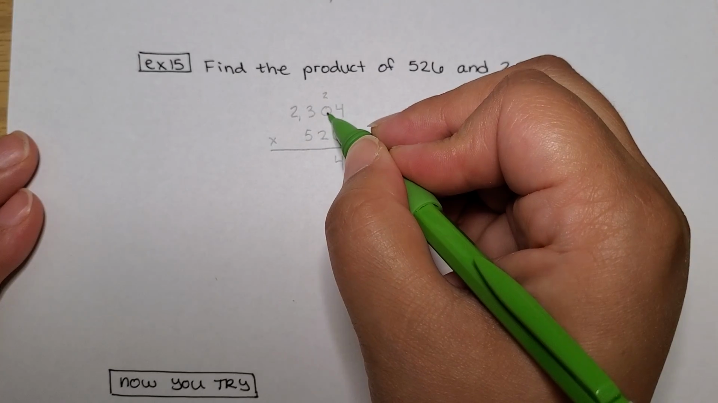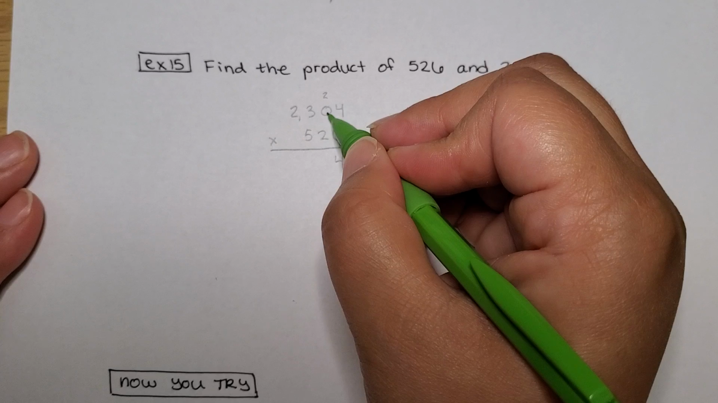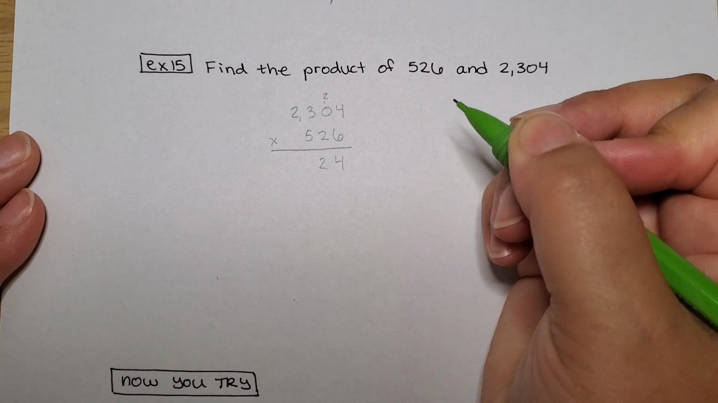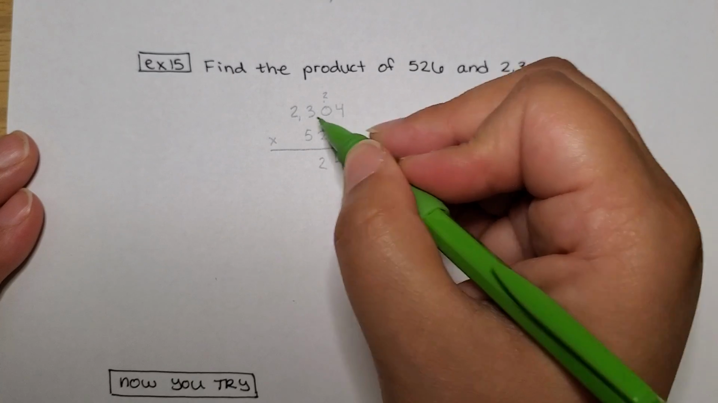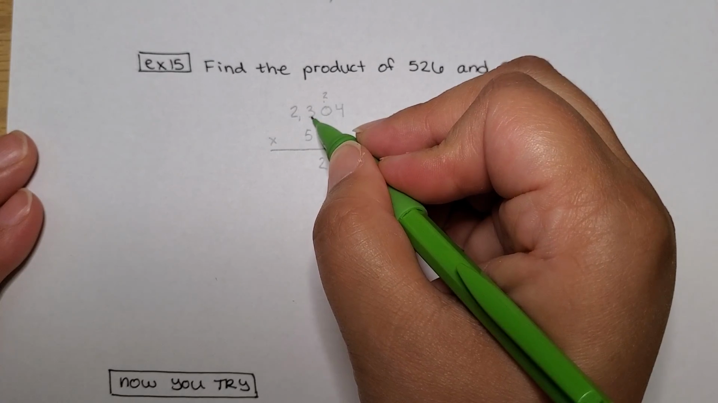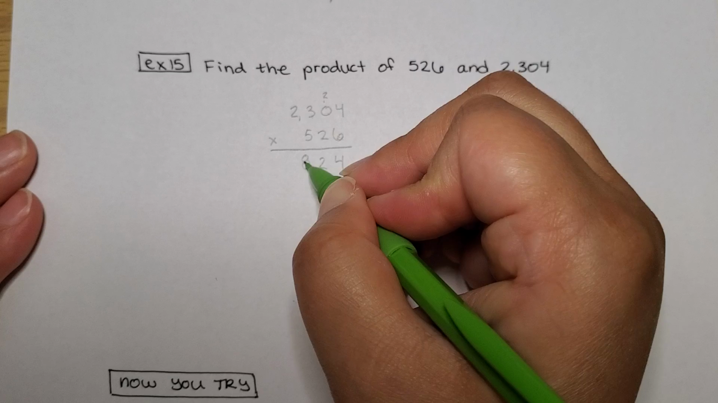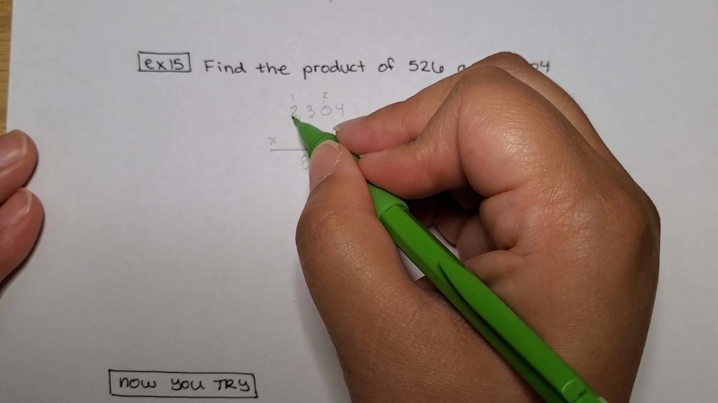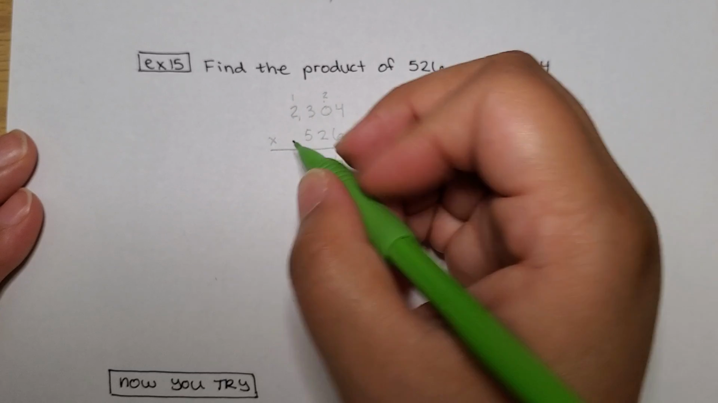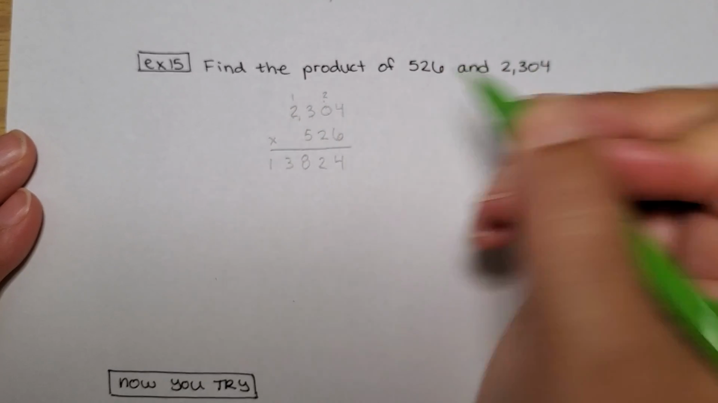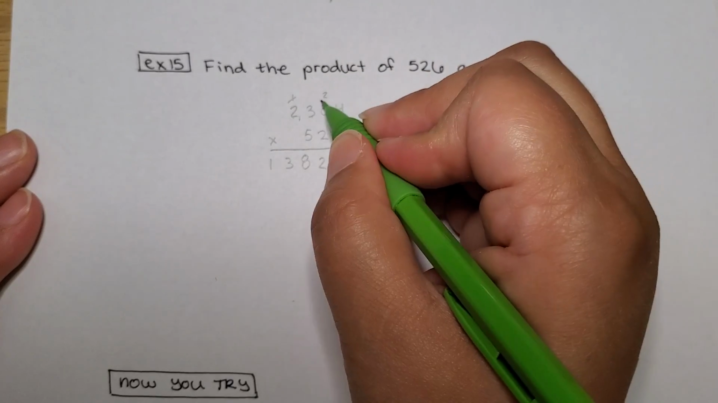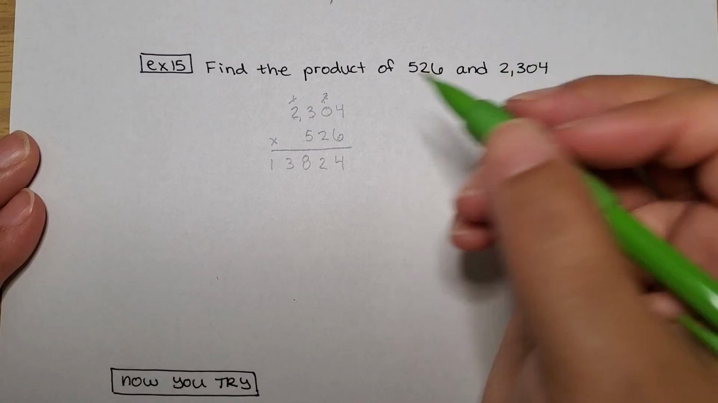6 times 0 is 0. Remember, anything times 0 is 0. Plus 2 is 2. 6 times 3 is 18. So we're going to write the 8 underneath, carry the 1. 6 times 2 is 12, and 12 plus 1 is 13. All right, I'm going to cross out the stuff I carried because I don't need it anymore.